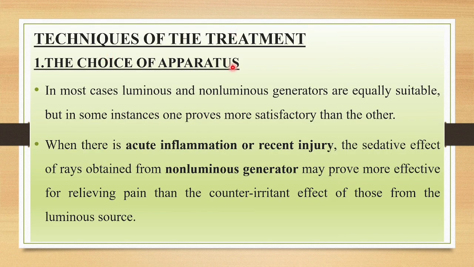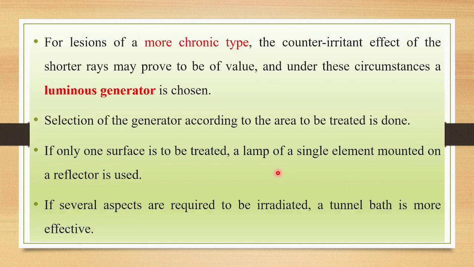And coming to the techniques of treatment, first is the choice of apparatus. In most cases, luminous and non-luminous generators are equally suitable, but in some instances, one proves more satisfactory than the other. When there is an acute inflammation or recent injury, the sedative effect of rays obtained from the non-luminous generator may prove more effective for relieving pain than the counter-irritant effect of those from the luminous source. So in case of acute inflammation or recent injury, a non-luminous generator should be used, which will be more effective compared to the luminous generator.